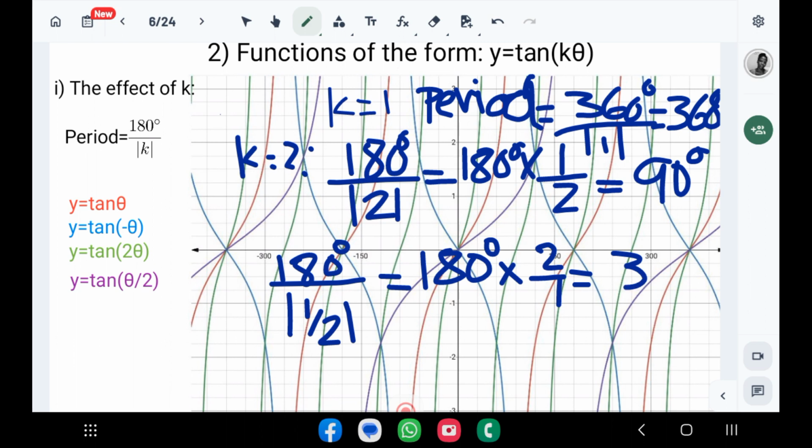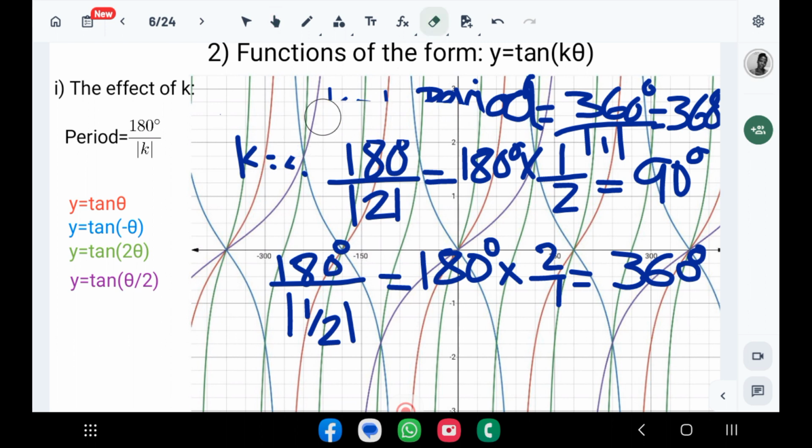180 times 2, that is 360 degrees, meaning that it will take a full span of 360 degrees to get a complete cycle finished, meaning that your normal period of 180 degrees will only accommodate half of the normal tangent graph. And that is how your period is affected by k.